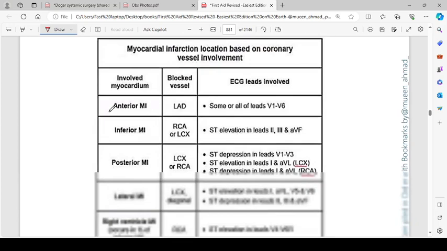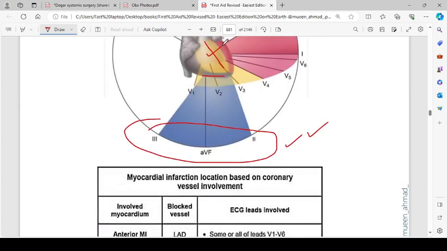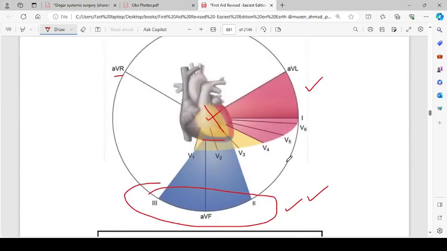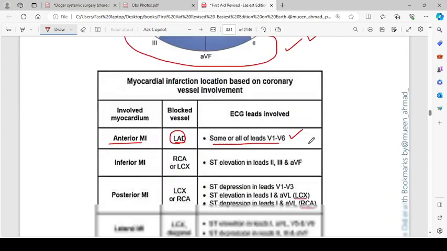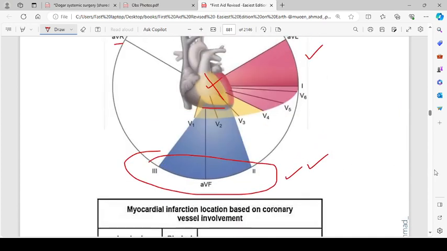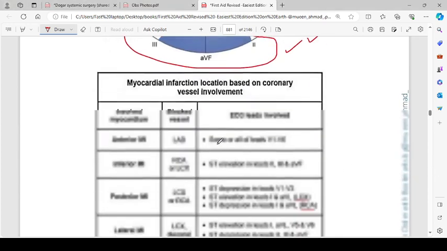In anterior MI, like this one, the blocked vessel is the left anterior descending artery, and the ECG leads involved are some or all of the leads from V1 to V6. Maybe till V4, or maybe all the way till V6, they can be obstructed. Inferior MI, this is inferior MI in these things.